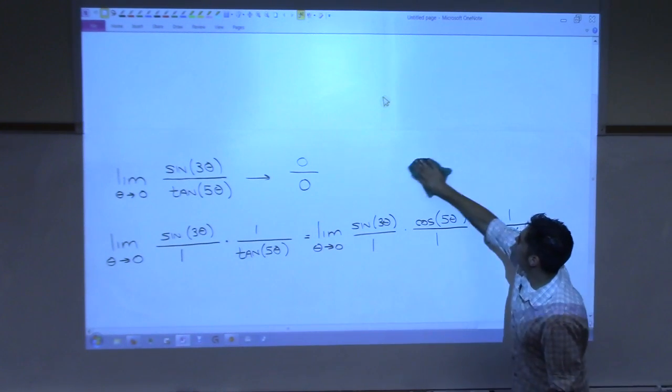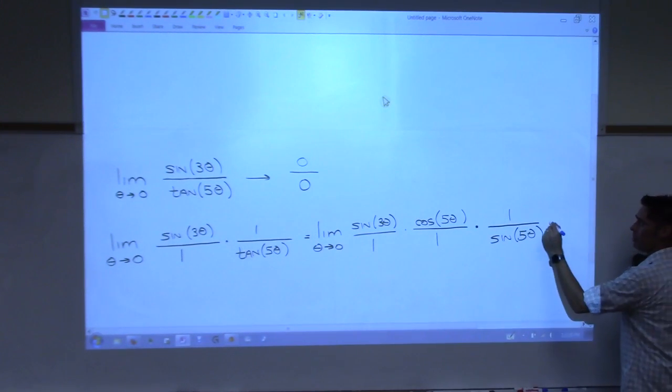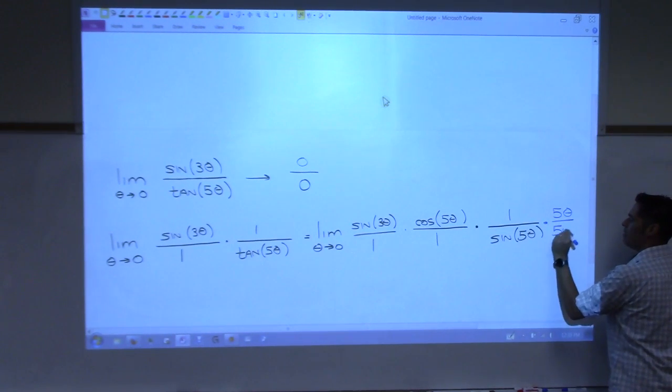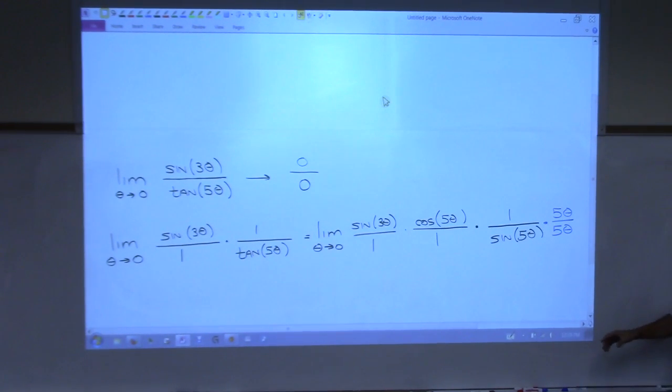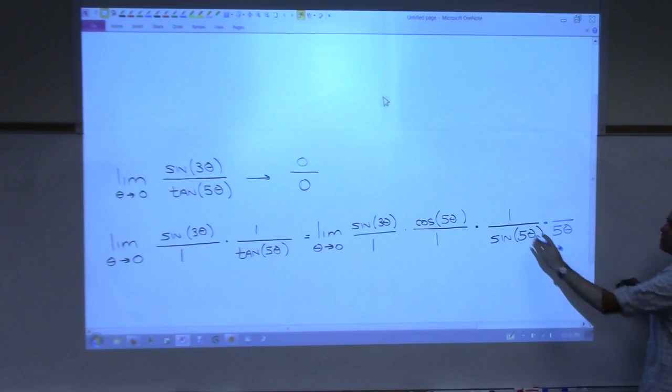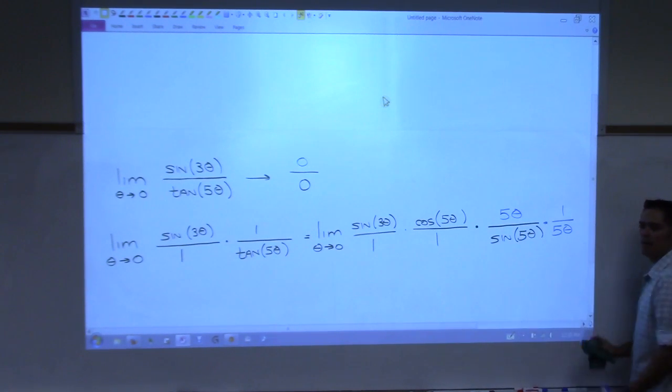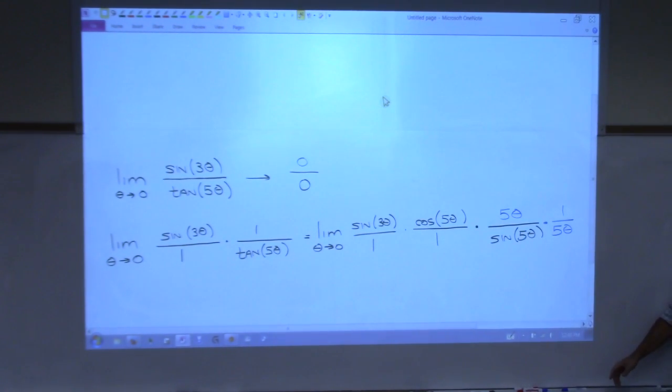Okay, so here's what I'm going to do. Here it comes, 5 theta. I'm going to introduce it. But what I do to the top, I must do to the bottom, right? I can't just throw 5 theta in there. I can throw 5 theta over 5 theta. Yes? That's fair? That's legal? Okay. And because I'm almost out of time, on the next line I would slide that 5 theta on top over this one, and that would leave me with a 1 here. Understand?